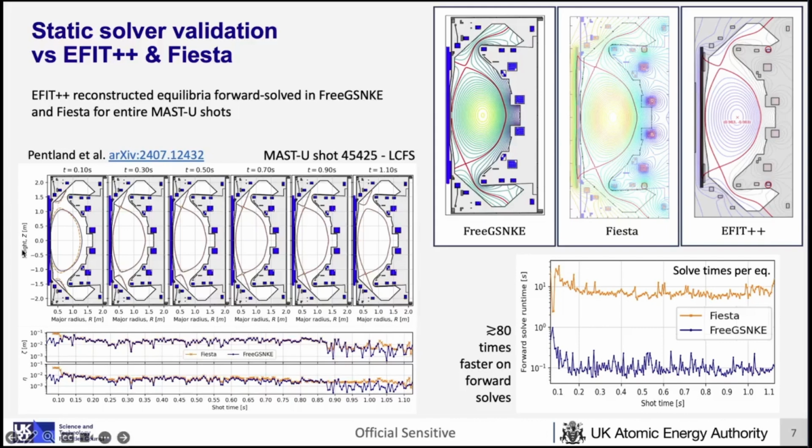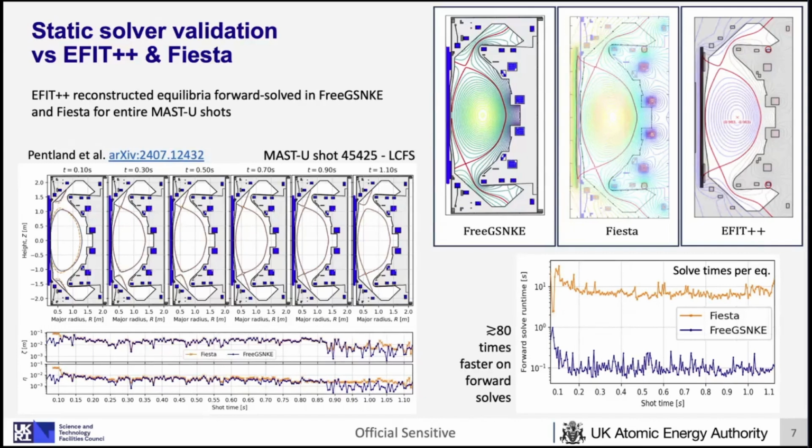This, I'm not sure that you can see my pointer, but this is just an example of the kind of validation work that we did. This is basically a sequence of equilibria in a MAST-U shot that essentially we solved in FREEGSNKE and Fiesta based on parameters reconstructed by EFIT++, and then just compare to make sure that everything works as it should.